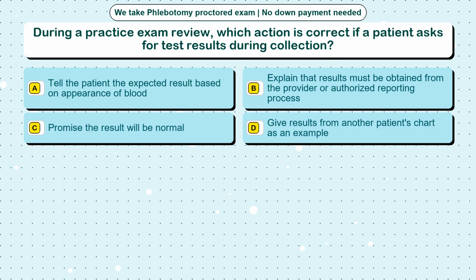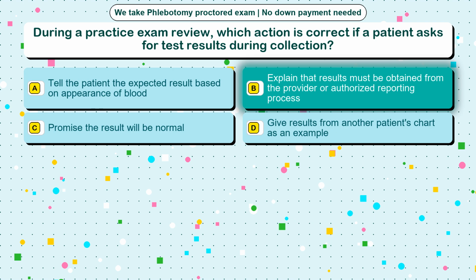Question 15. During a practice exam review, which action is correct if a patient asks for test results during collection? Option A. Tell the patient the expected result based on appearance of blood. Option B. Explain that results must be obtained from the provider or authorized reporting process. Option C. Promise the result will be normal. Option D. Give results from another patient's chart as an example. The correct answer is option B.